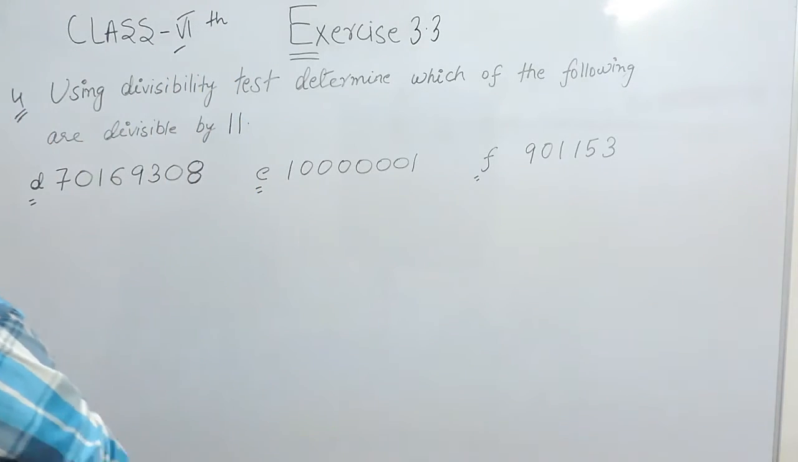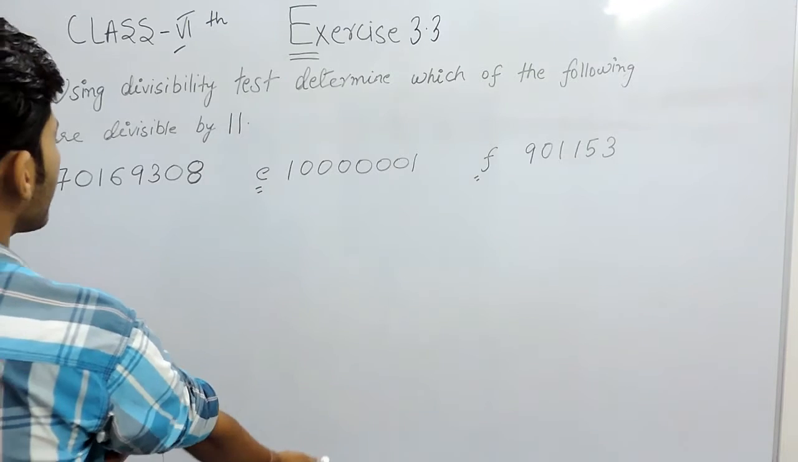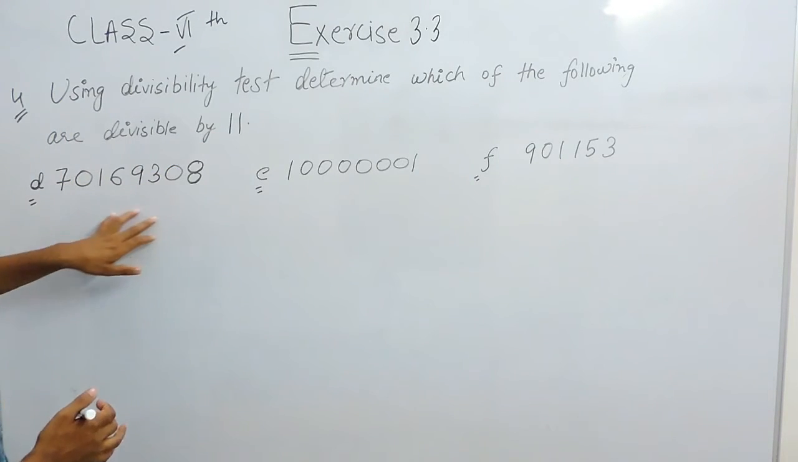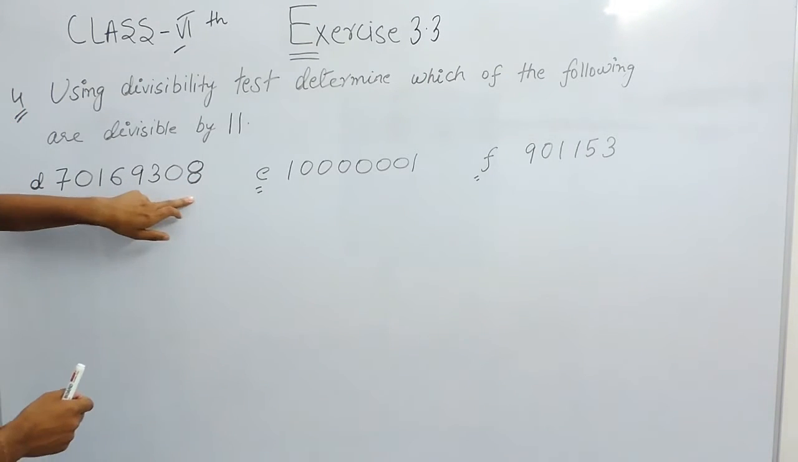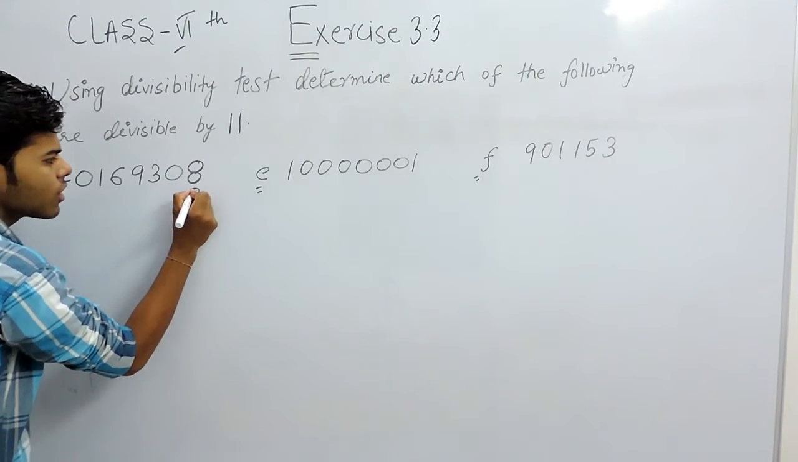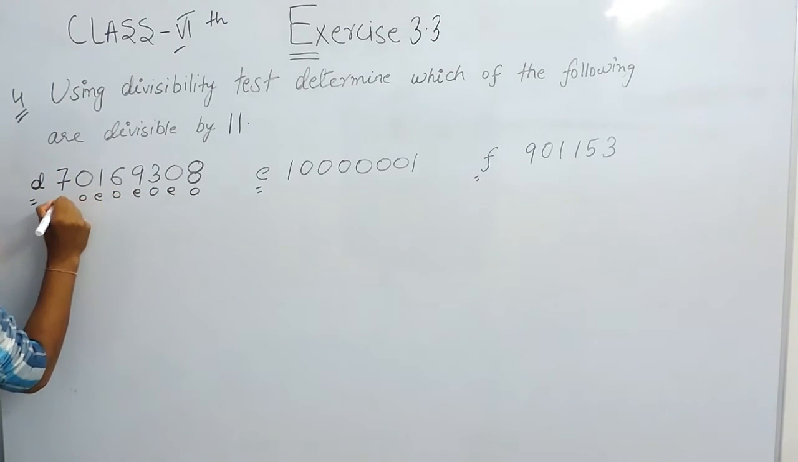Hello students, now we'll solve the remaining parts of question number 4 and here also we have to determine which of the following are divisible by 11. So to be divisible by 11, we'll start from right and we'll subtract the digits at odd places, sum of digits at odd places minus sum of digits at even places. So this is odd, even, odd, even, odd, even, odd, even.